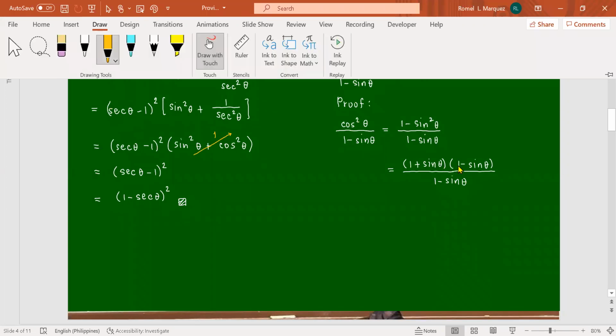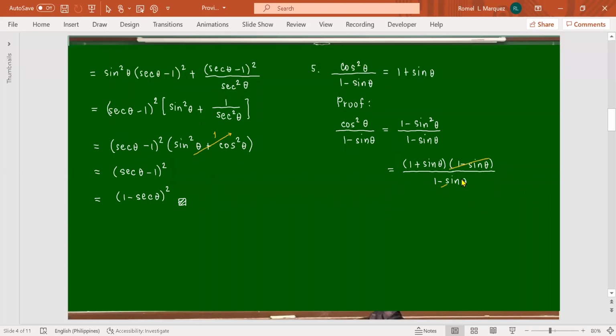Okay, obviously, we can cancel this out. So getting now 1 plus sine theta, which is our goal, no? So that's it. So, okay, we're done. Okay, so we have proven that the left is equal to the right.